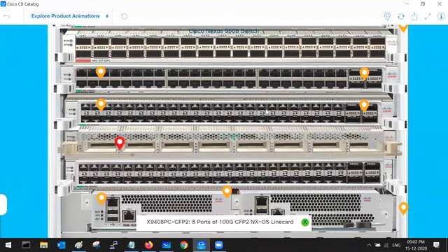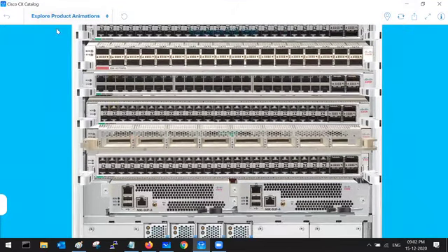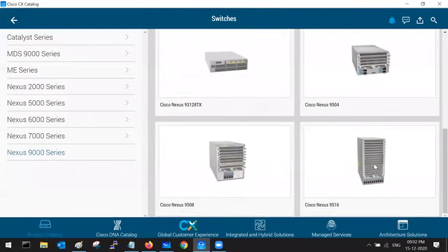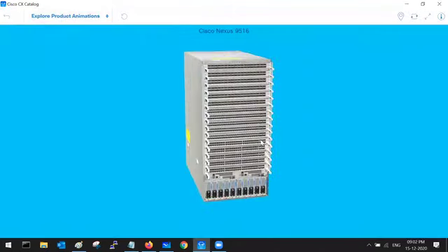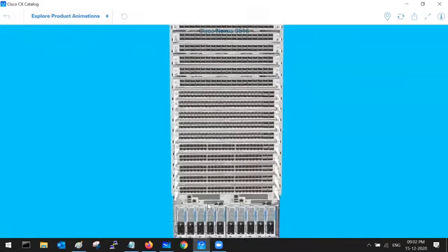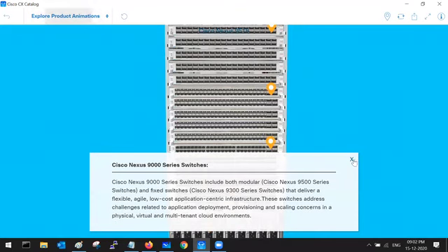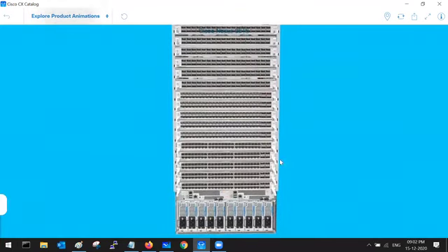So 9516 is the biggest switch in the Nexus family. That's right. So we have 9504, 9508, and 9516. 9516 being the biggest one. And in this also, if you see, the Supervisor Engines are in the last, all the line cards on the top, and fabric modules in the rear.